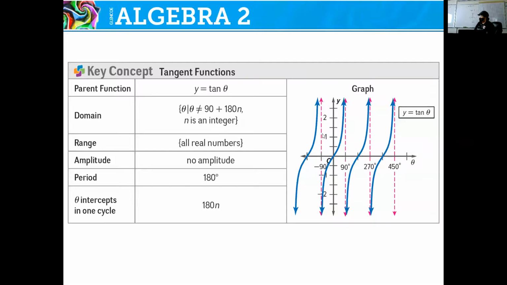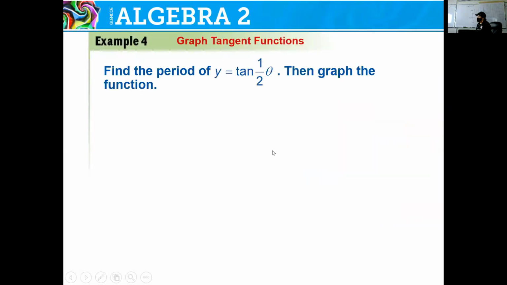Once again, it goes periodically. One period is between two consecutive asymptotes, and then it repeats itself, so every 180 degrees. So here we're really just focused on finding our intercepts and the location of our asymptotes.